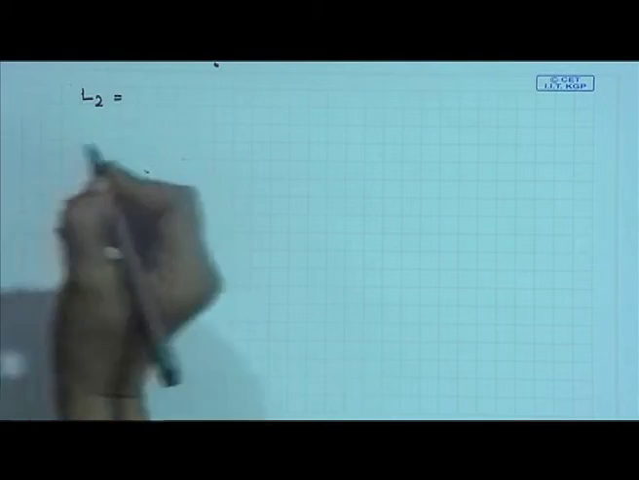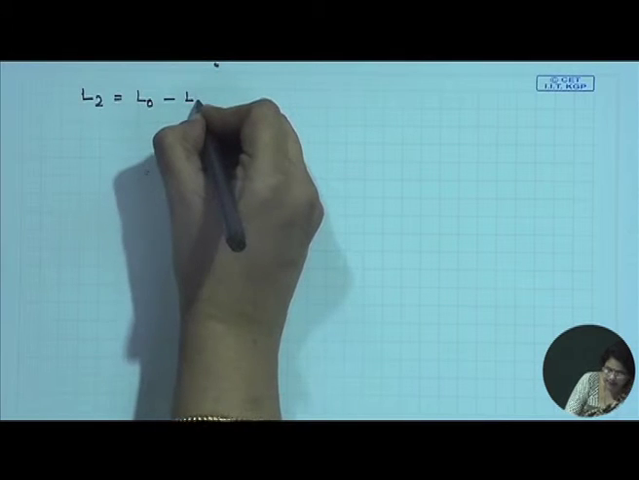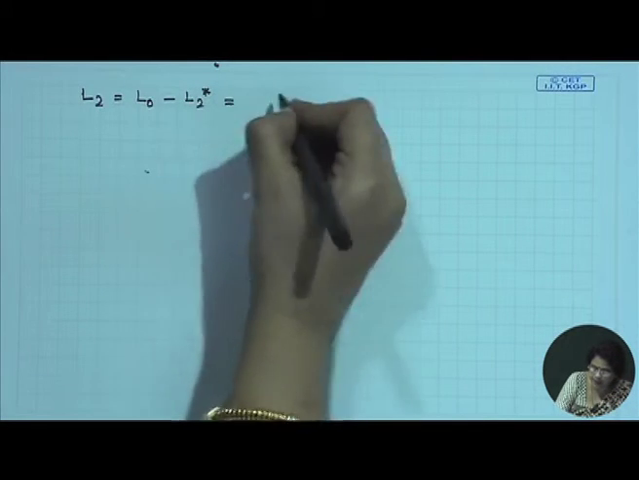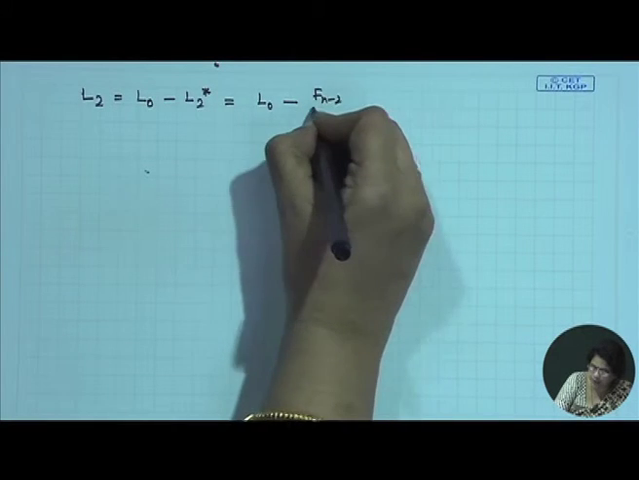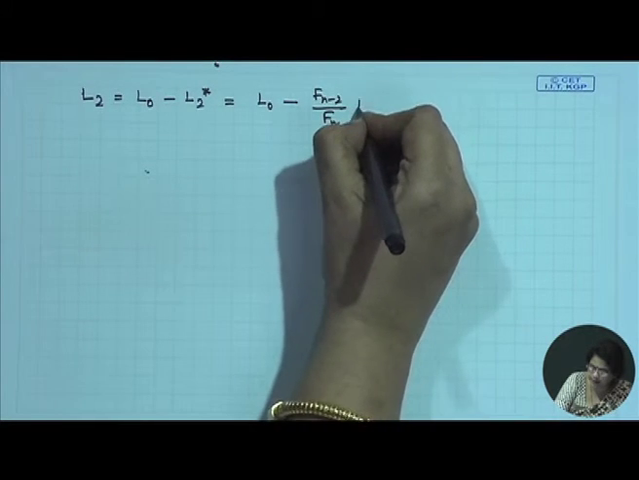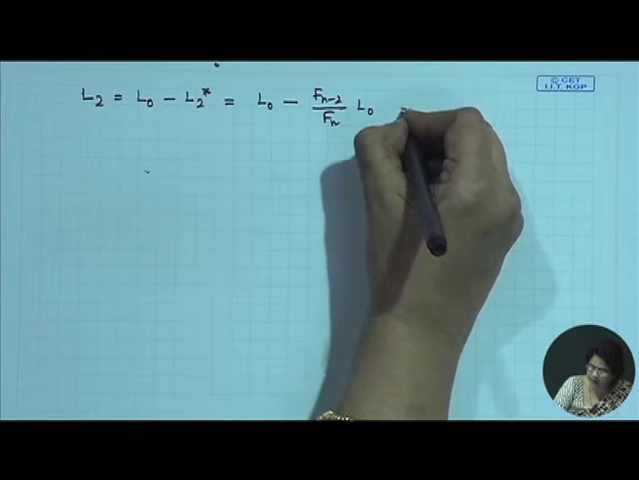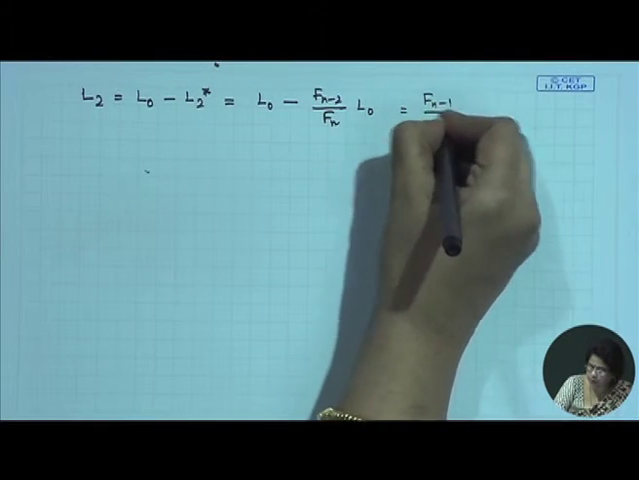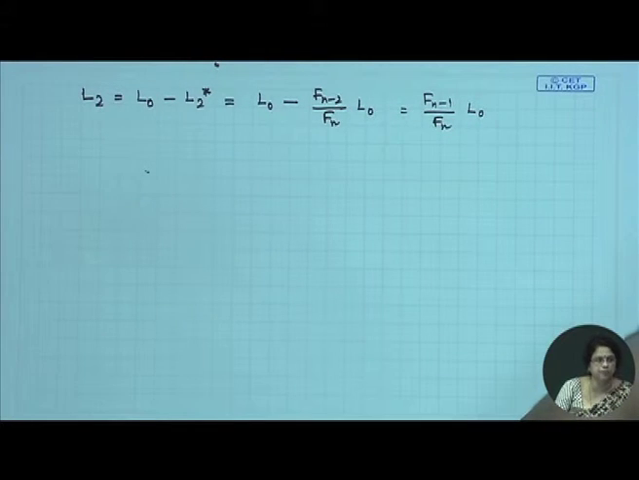Let me consider L2. L2 is equal to L0 minus L2 star. What is my L2 star? L2 star is equal to L0 minus (Fn minus 2) divided by Fn times L0. Alright, this can even be written as (Fn minus 1) by Fn times L0. There is no harm in writing it the other way.